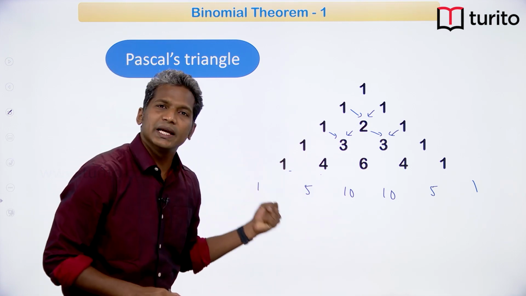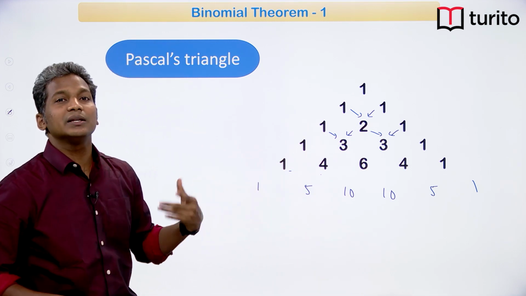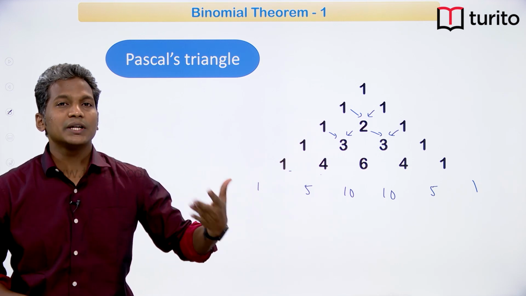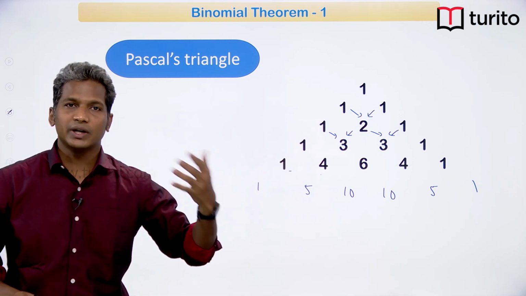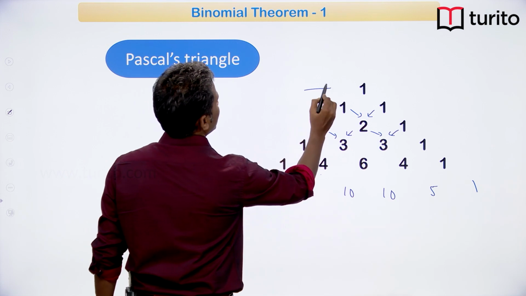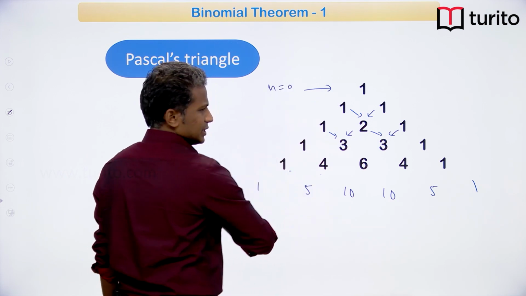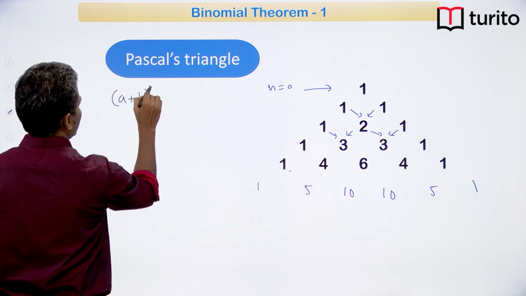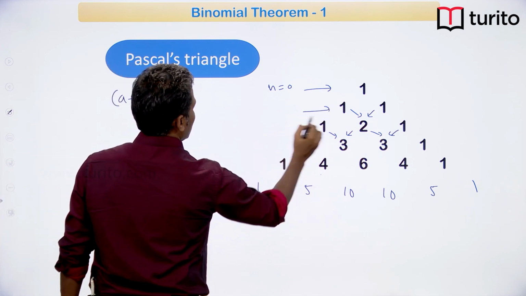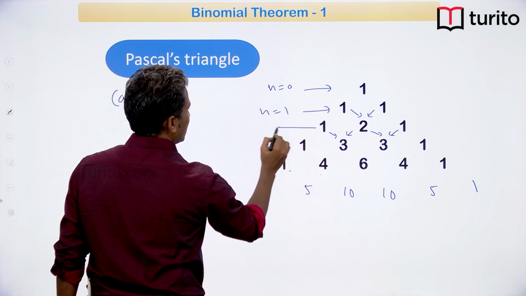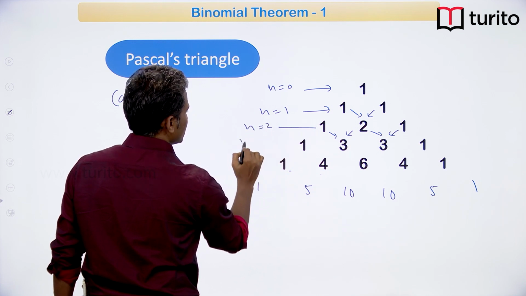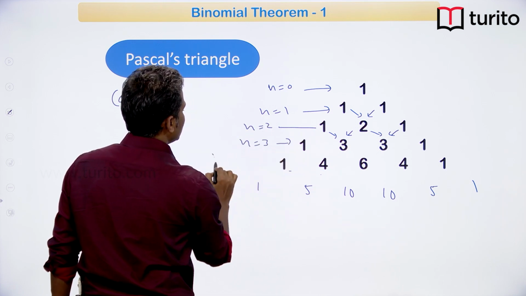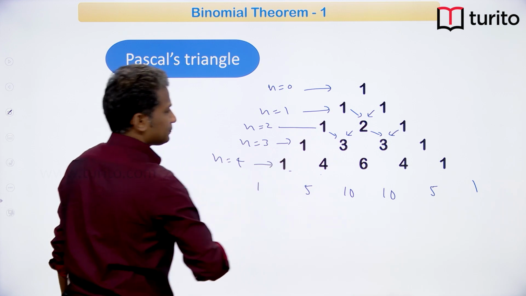This way we can keep on generating all layers. And what are these layers? These layers are nothing but the coefficients in the expansion of (a plus b) whole raised to n. So the first layer you will get when n is equal to 0. So here we are talking about (a plus b) whole raised to n. This we will get for n equal to 1, this we will get for n equal to 2, this is n equal to 3, and this is for n equal to 4.